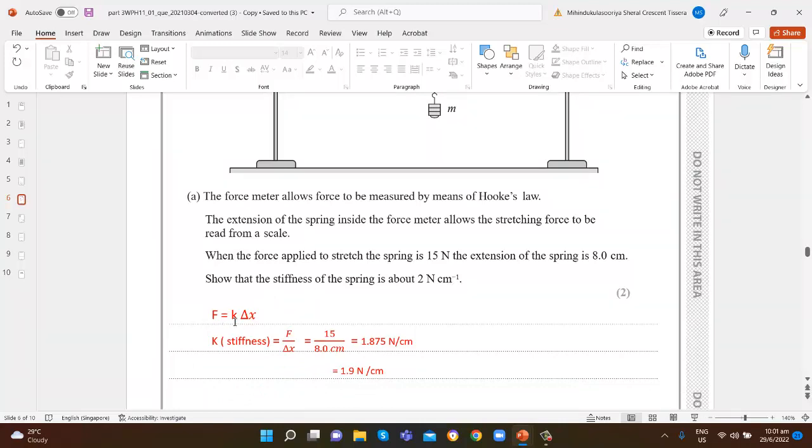So F is K into delta X. K is your stiffness, you all know. So stiffness is F over delta X. F is 15 Newton, and extension is 8 centimeter. You are getting 1.875 Newton per centimeter. They are asking for a whole number, so you work to an additional 1 and round it. So it is 1.9 Newton per centimeter, almost about 2.